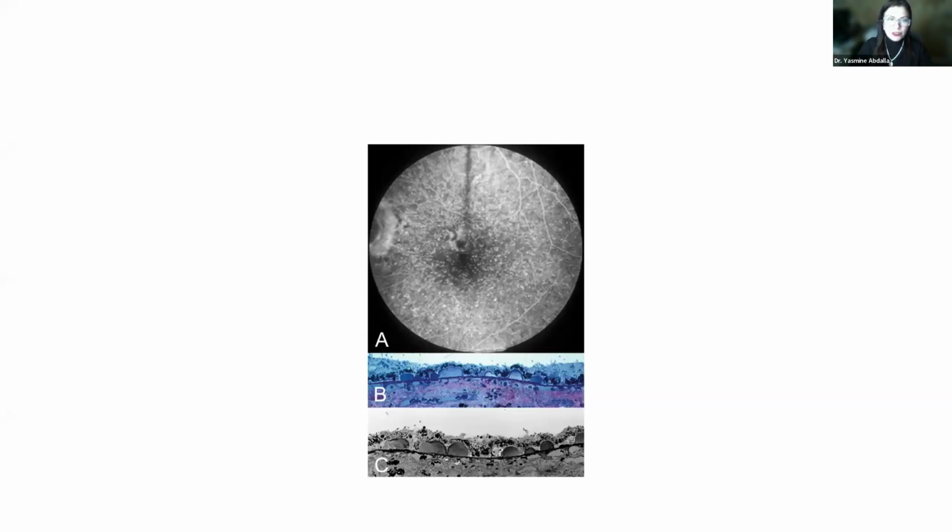Another picture, this is the light microscope picture. This one is the electron microscope picture, and this is the FFA. So you can see here it's showing a starry sky appearance. Down here, you could see the thinning of the RPE over the apex and thickening at the base here, if you look very carefully, and these small ovoid accumulations.